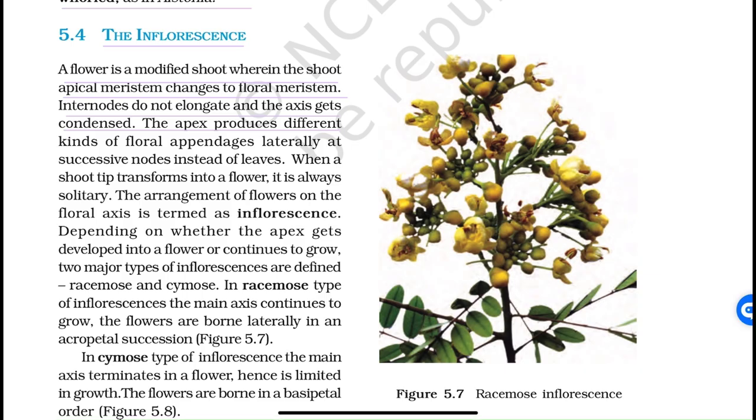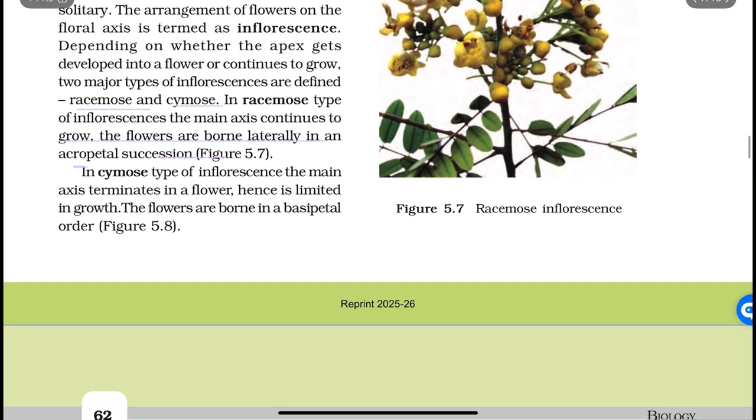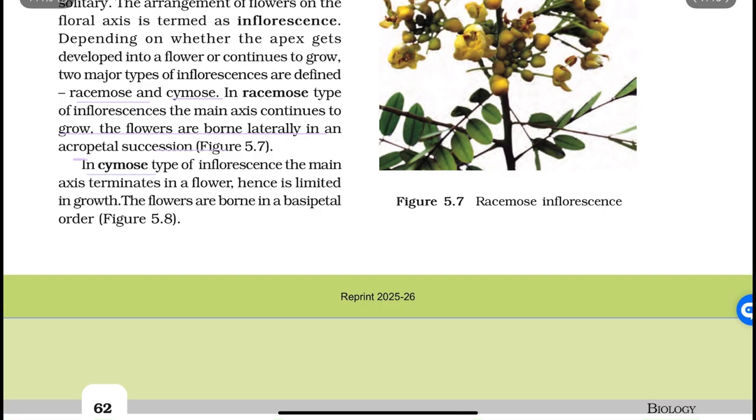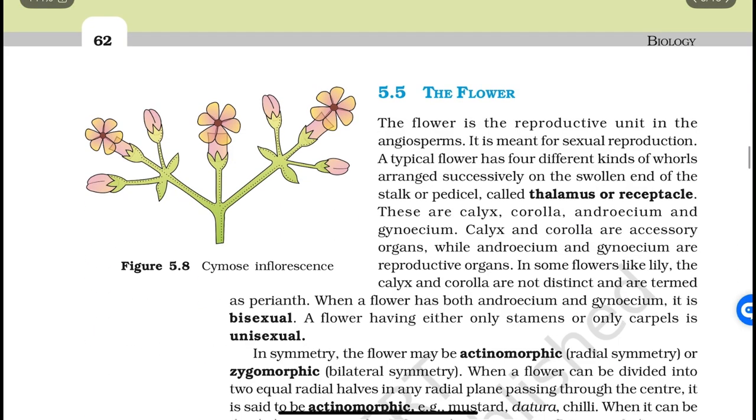Two major types of inflorescence are defined: racemose and cymose. In racemose type of inflorescence, the main axis continues to grow. The flowers are borne laterally in acropetal succession. In cymose type of inflorescence, the main axis terminates in a flower, hence is limited in growth. The flowers are borne in a basipetal order.